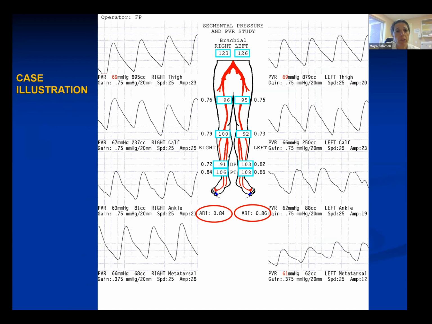So if you go back, this is our patient that I presented. This was his flow study that was done in the vascular lab. And you can see by the PVR tracings that he has mildly reduced flow in his bilateral lower extremities, and his ABI also in the mild range, 0.84 on the right and 0.86 on the left.